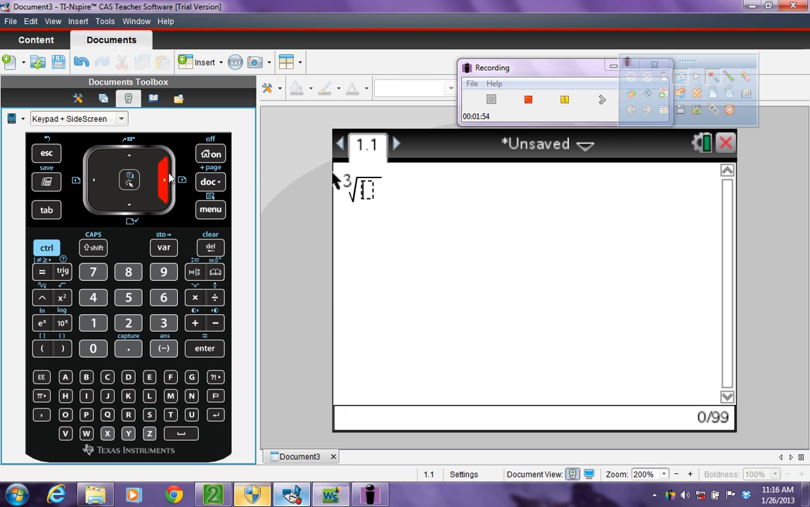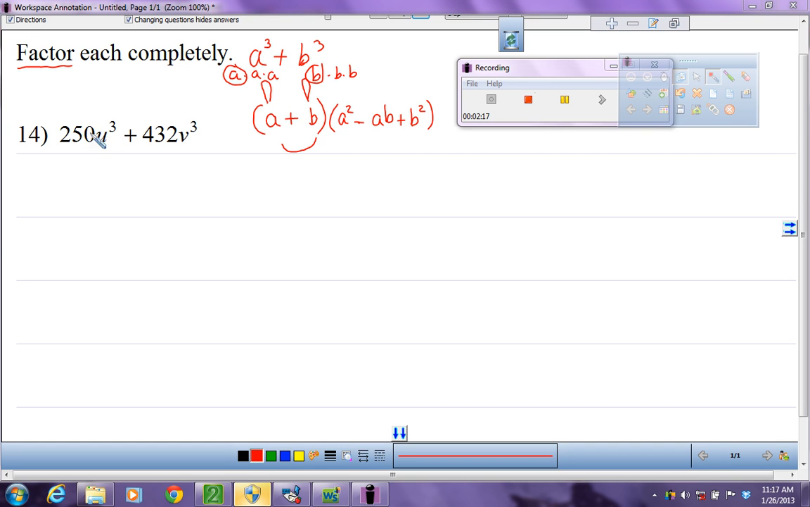Then I move to the right and come in here, and I want 250. That was the first number. When I press enter, look at what I got. I didn't get a regular number, I got a bunch of weird stuff with fraction power and all that. When that happens, that means that you weren't able to get the third root of this evenly. Okay? So then I don't want to work with that.